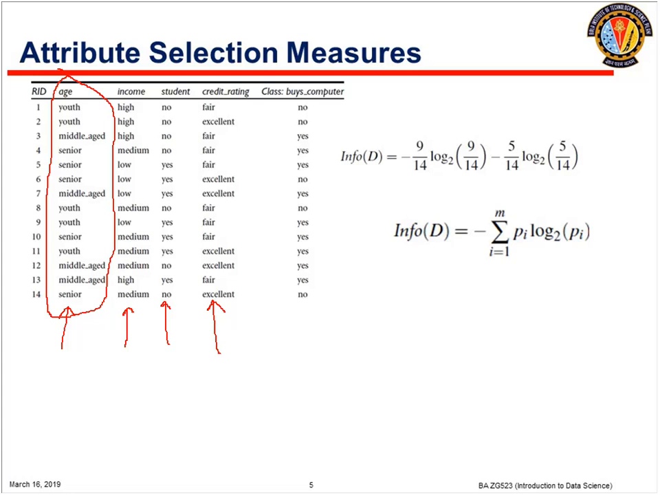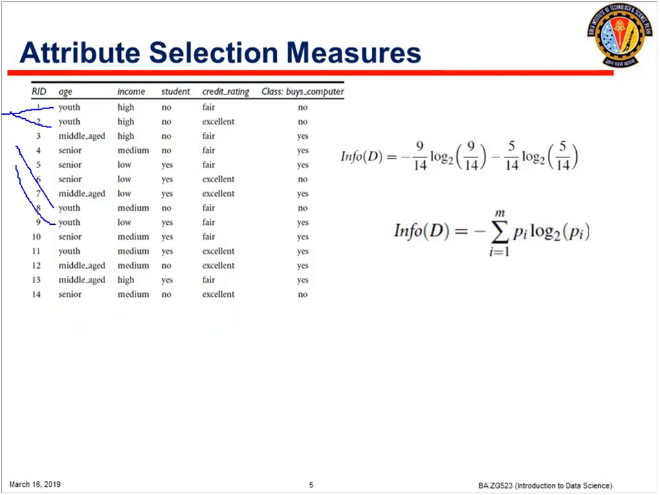Now age has three different values. There is youth. So how many youths are there? 1, 2, 3, 4, 5 youths are there, right? So 5 youths. How many middle-aged persons are there? 1, 2, 3, 4, right? And that means the senior will be how much? 5. 1, 2, 3, 4, 5. Correct, right?